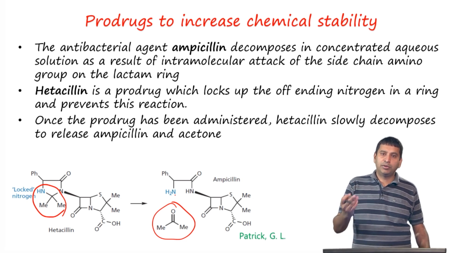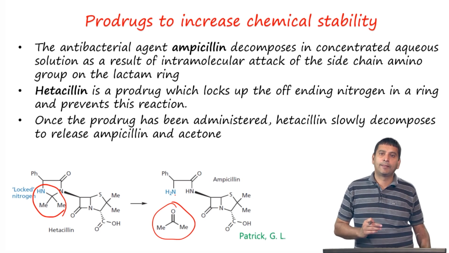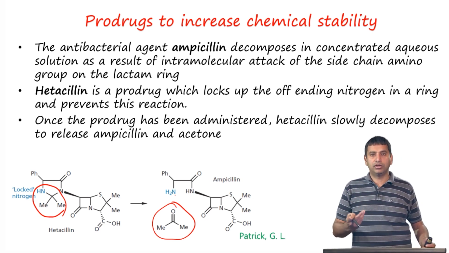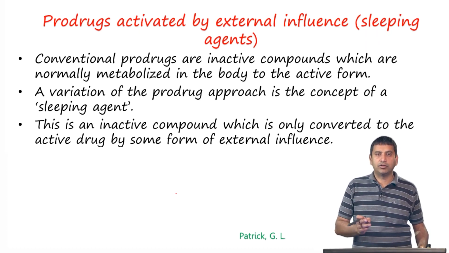So, once the prodrug has been administered, it slowly decomposes to release ampicillin and acetone. This is one of the ways in which you can increase the chemical stability of the drug. Now, conventional prodrugs are inactive compounds which are normally metabolized in the body to the active form.